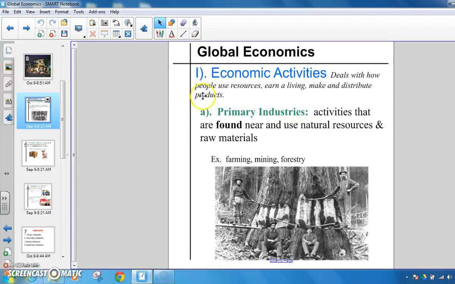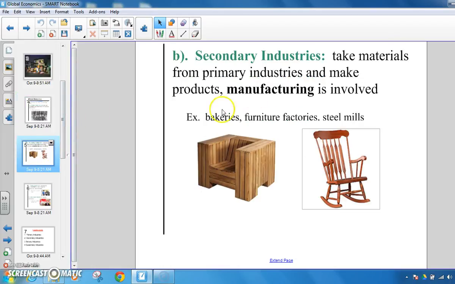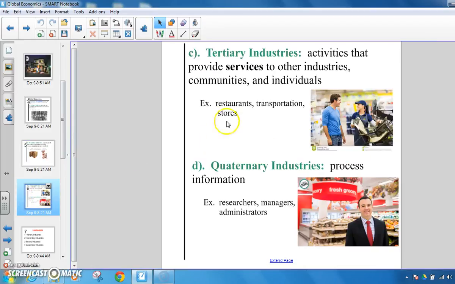Now I'll tell you this. Countries that are usually poor have a ton of primary and secondary industries. And those that usually are a lot richer work their way up to the tertiary and quaternary industries. Many of you coming out of these accelerated classes are probably going to end up, or your parents probably end up in jobs like C and D here, which pay a lot more money.